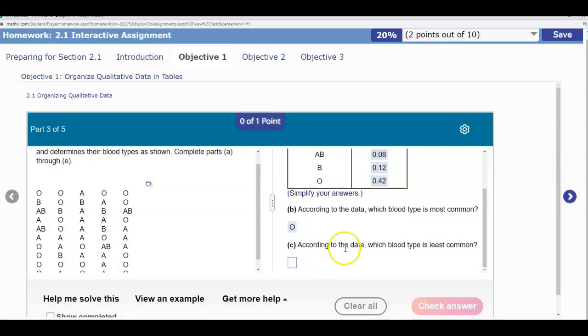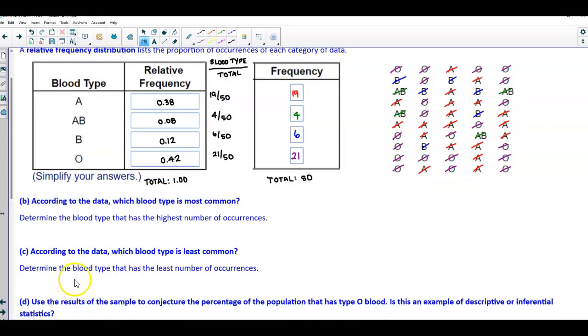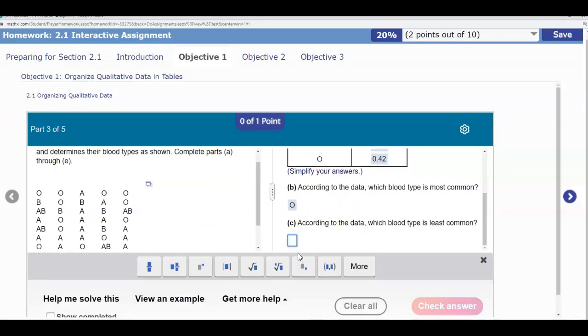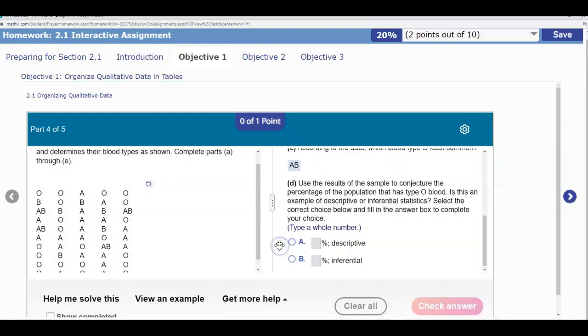Now part C says, according to the data, which blood type is the least common? Remember, you want to determine the blood type that has the least number of occurrences. We can see here the least number of occurrences is 4, and that represents blood type AB. So we put in capital A, capital B, blood type AB.